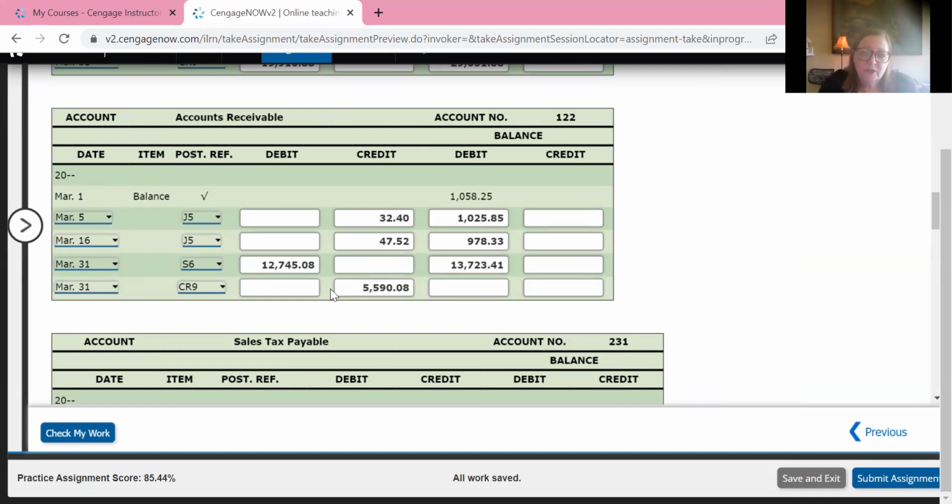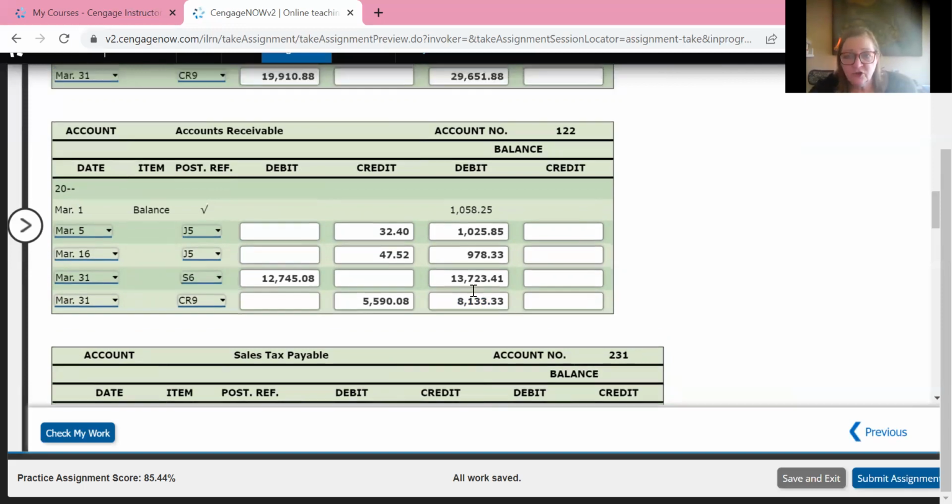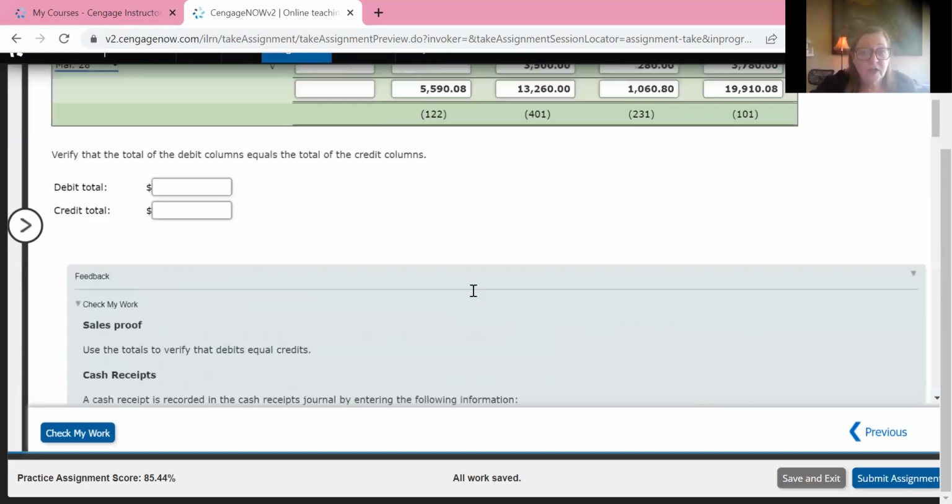13,723.41. And now I'm posting a credit to it. So if I have a debit balance account and I post a credit to it, that means I'm going to reduce that debit. This credit I'm posting is eating up some of my debit balance. So I'm going to be left with a debit balance of only $8,133.33. So now I've posted the cash I collected from my cash receipts journal. I've posted the accounts receivable reductions.